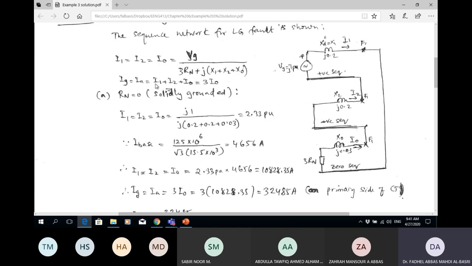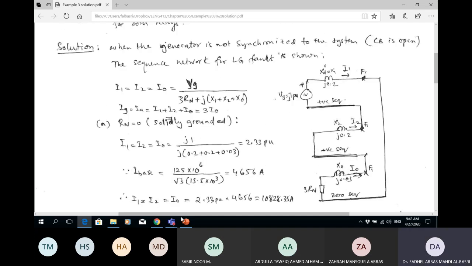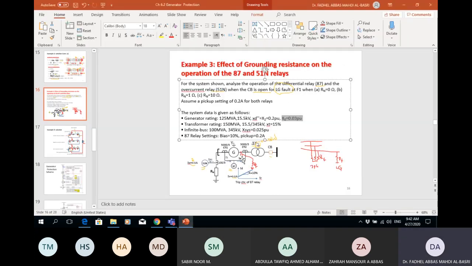Once I know this, I can now find the ground fault current, which is 3 times I0. This is the ground current, or it is I1 plus I2 plus I0, which is 3I0 because they are equal. This is now the fault current, which is coming from the generator, right? This is the I fault coming from the generators in case of line to ground faults.